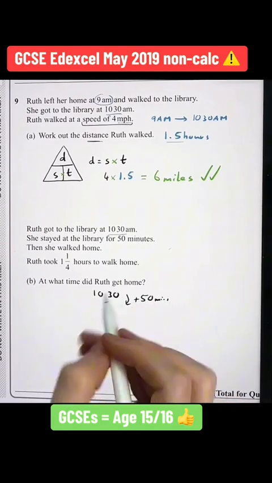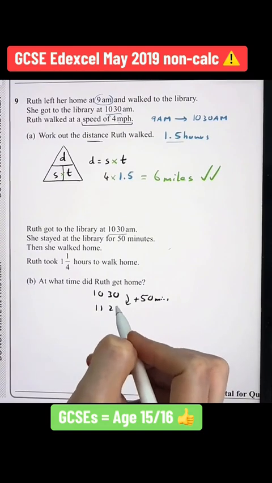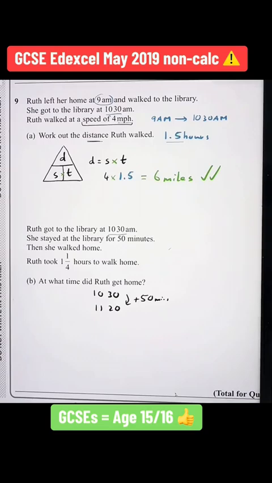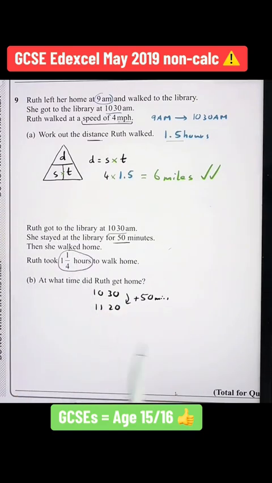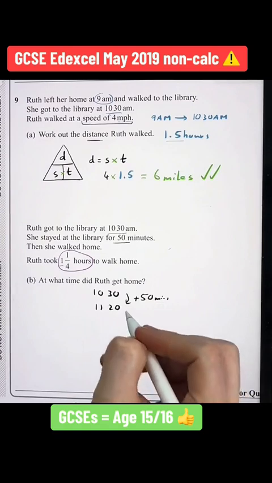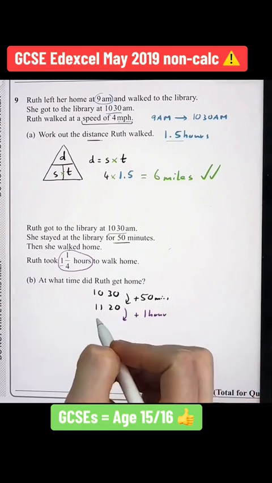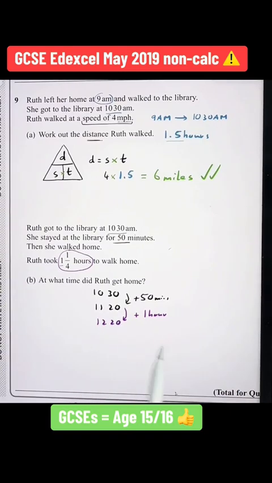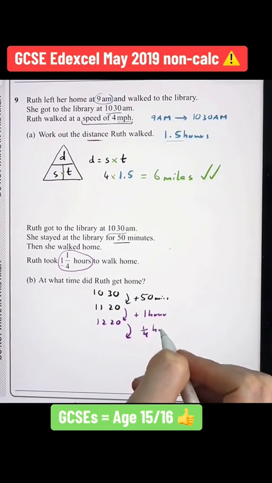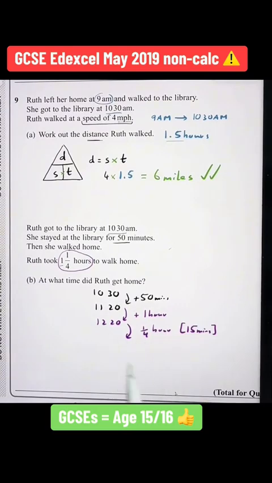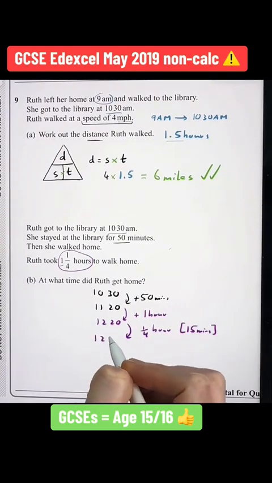Well, 10:30 add 15 minutes will bring us up to 11:20. Remember, there's 60 minutes in an hour. So from 10:30 up to 11 a.m. would be 30 minutes. And as she stayed there for 50 minutes, add on an extra 20 minutes, which will bring us to 11:20. And she then took 1.25 hours to walk home. Well, adding on the 1 hour first, we know 11:20 add 1 hour will bring us up to 12:20. And we're still going to add on the quarter of an hour. We know a quarter of an hour is 15 minutes. So 12:20 add 15 minutes means she gets home at 12:35.